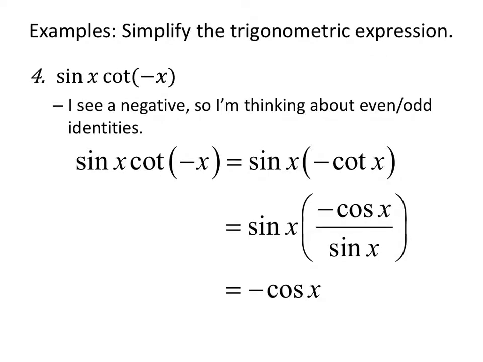If we're simplifying sine of x times the cotangent of negative x, I see the negative, so I'm automatically thinking about even and odd identities. I know that cotangent is an odd function, so the cotangent of negative x is negative cotangent of x. I still have my sine of x out in front. That gives me the idea that maybe I should write cotangent in terms of cosine of x and sine of x. The sine of x's cancel out. I'm left with minus cosine of x. Much easier to find. It doesn't involve a negative angle, and it doesn't involve multiple trigonometric functions.